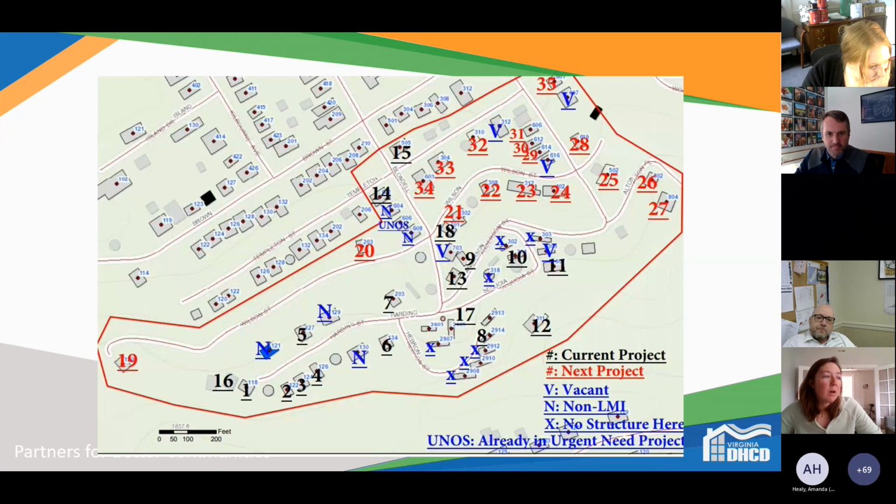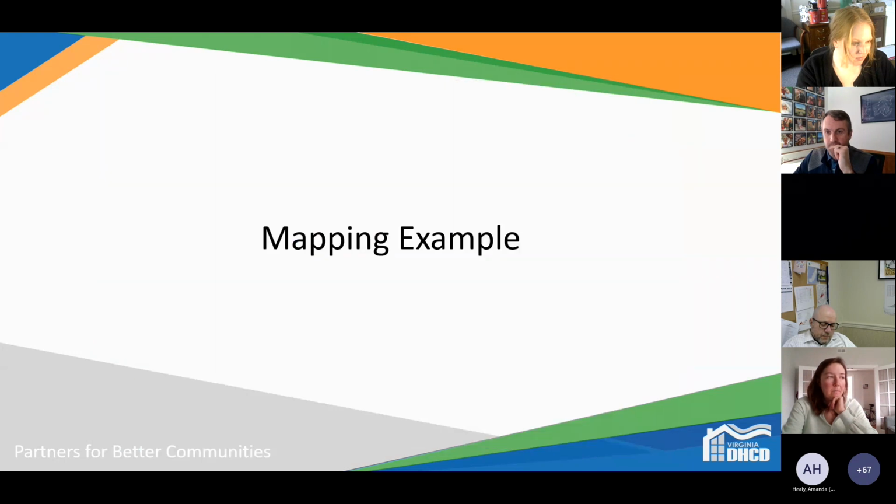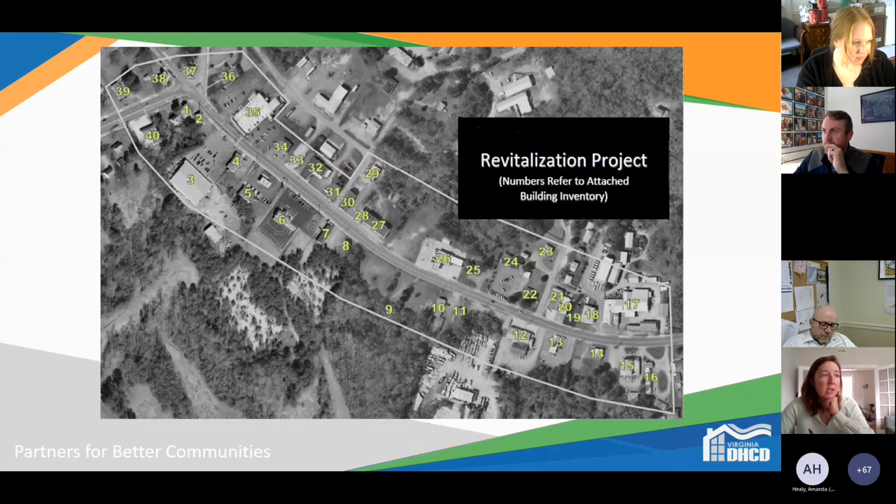This map also could be a lot better. It's not very clear why there are letters and numbers and different colors, and then why those houses and not the other houses up there. So we just need a clear map. So this is a good mapping example.